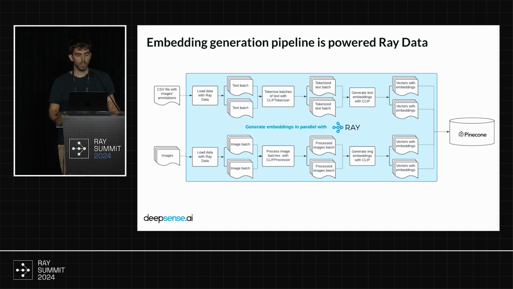The embedding pipeline looks very similar for both modalities. So first there is some data loading step, followed by preprocessing or tokenization, and then there is embedding generation by CLIP, and finally the embeddings are upserted to the vector store. In our case it was Pinecone, and the role of Ray, and Ray Data in particular, in the pipeline is to make the solution scalable and efficient by parallelizing the calculations across batches of images or texts.